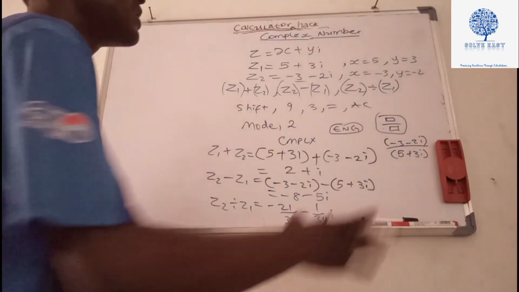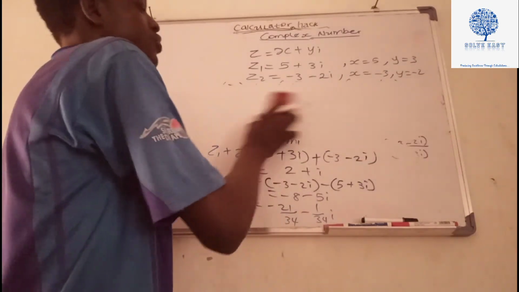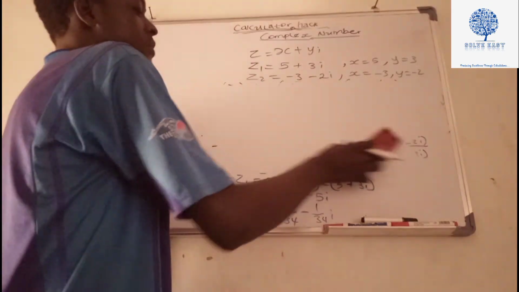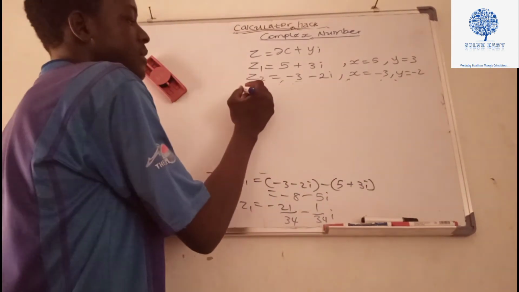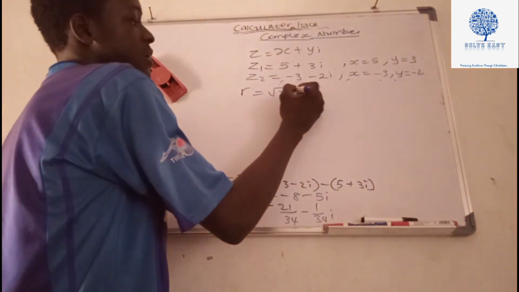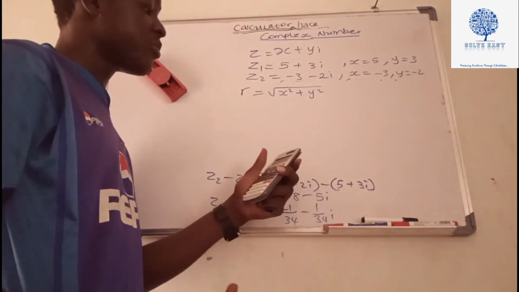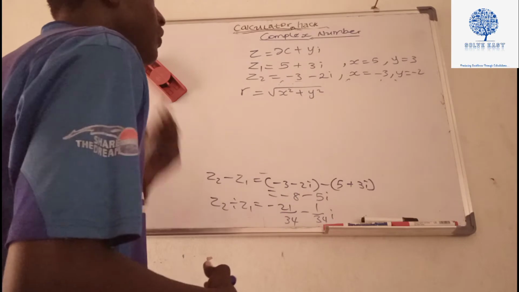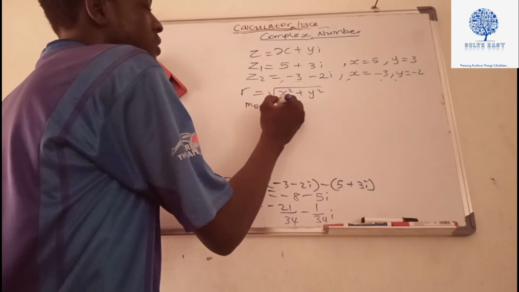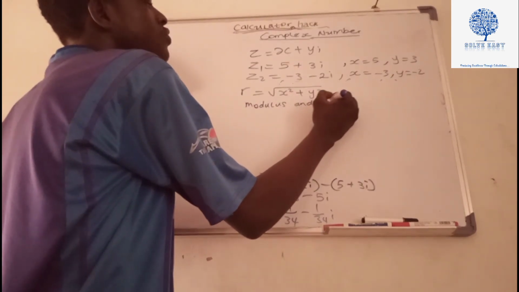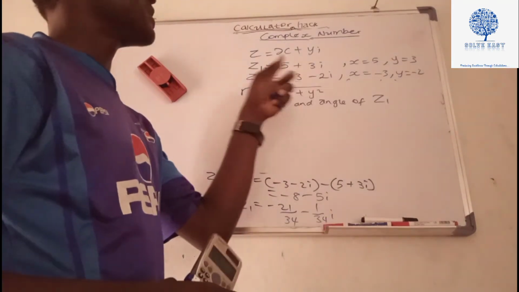Now, what if we are asked to find the modulus of any of them? To find your modulus is given as r equals the square root of x squared plus y squared. So without using this to find the modulus of any complex number, we could use our calculator to do that. Now, let's say we are looking for the modulus and angle of the complex number z1, our first complex number z we had.